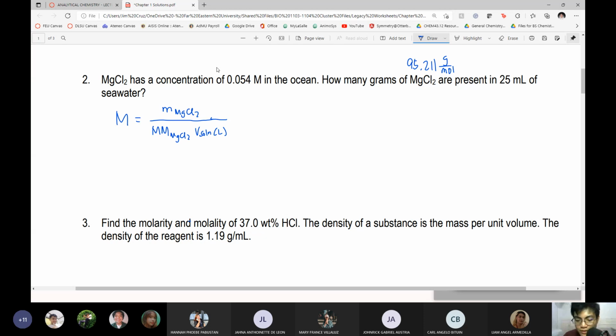Maghahanap ako ng mga balita sa Facebook. May nagpapa-quiz na pala. Bawal pa yun.